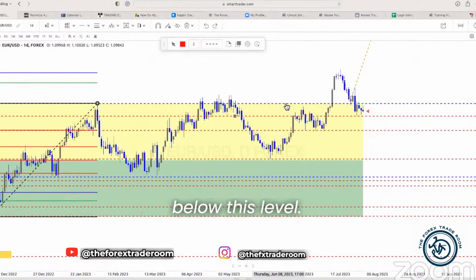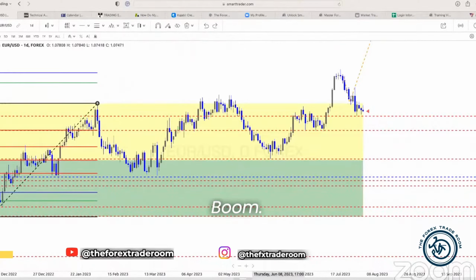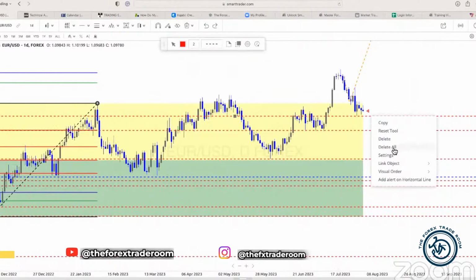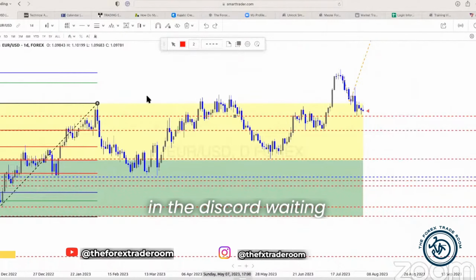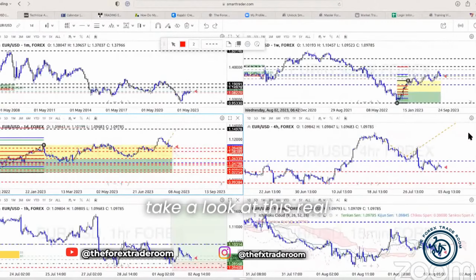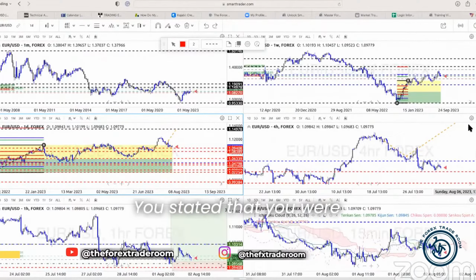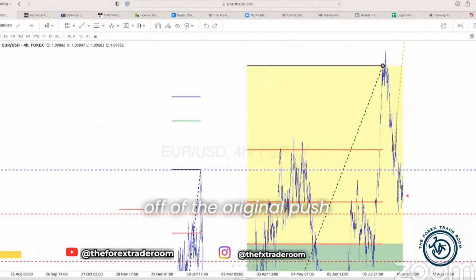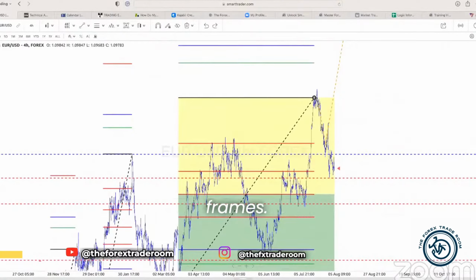Broke back up below this level. We can take that out now. Boom. So that's where we sit there on the euro dollar. Carolyn, in the Discord, waiting on a bullish candle on the daily to buy. So you stated that, we'll go down to the 4-hour and take a look at this real quick. You stated that you were afraid of the drawdown off of the original push on the lower time frames.